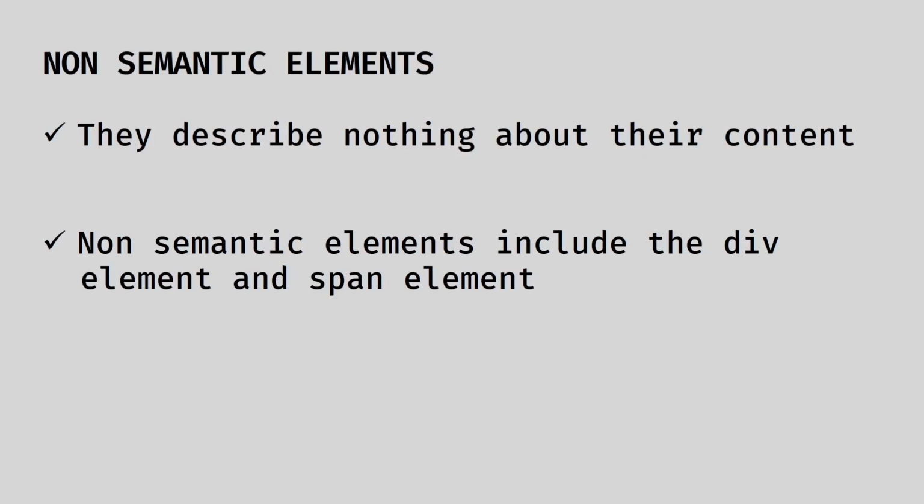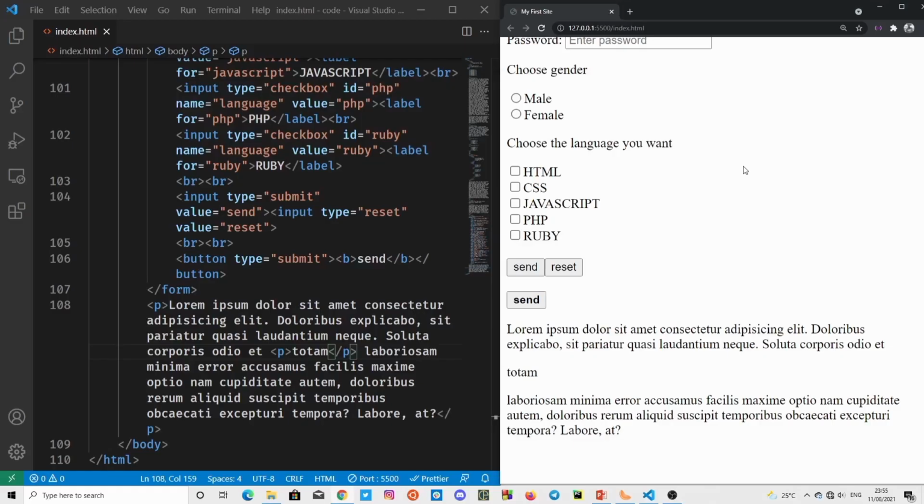Now, don't worry about this. You will understand when we start coding in our HTML. We will make use of the span elements when we are using CSS for styling our HTML documents. So let's go to our web browser. Okay, so now let's go through some semantic elements and non-semantic elements.